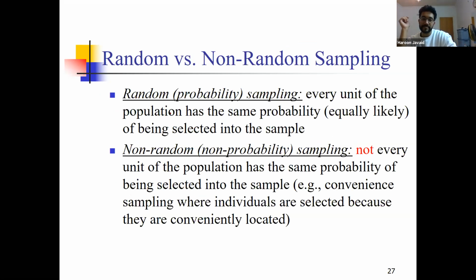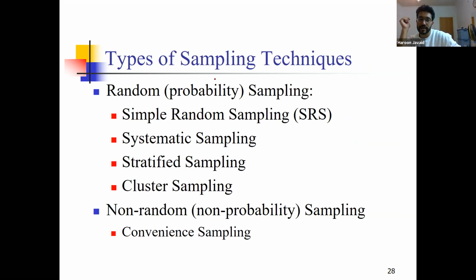Okay. So now we're going to jump to types of sampling techniques. So there's two main types of sampling techniques. One is called random, and one is called non-random. In random sampling techniques, every individual in the sample has an equal chance of being selected. Okay. There's an equal chance. Let's start with non-random first because it's a lot easier.